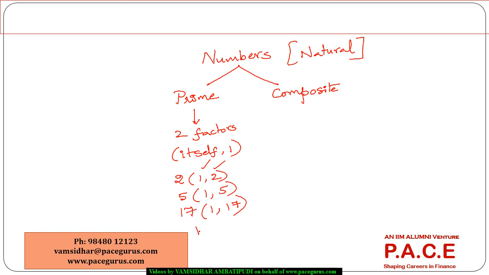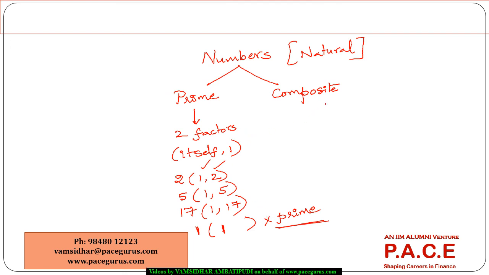But take the case of the number 1. It does not have two factors. It has only one factor. It is divisible by 1 only. Itself is again 1 only. So it doesn't have two different factors. So 1 does not come under the prime number category. It's a special category. So 1 is not a prime number.